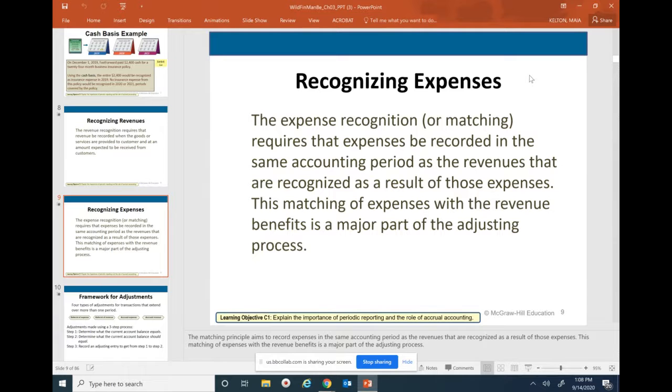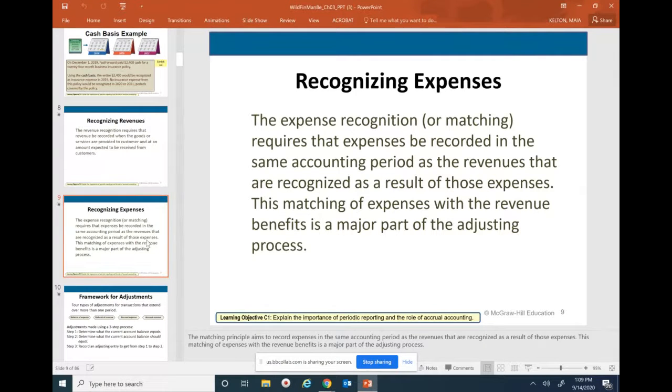The focus of Chapter 3 is recognizing revenues when they are earned. Revenues are earned when services are performed and the goods are delivered, and recognizing expenses when those expenses are incurred. So again, we will be ignoring the cash part of the transaction. All right.